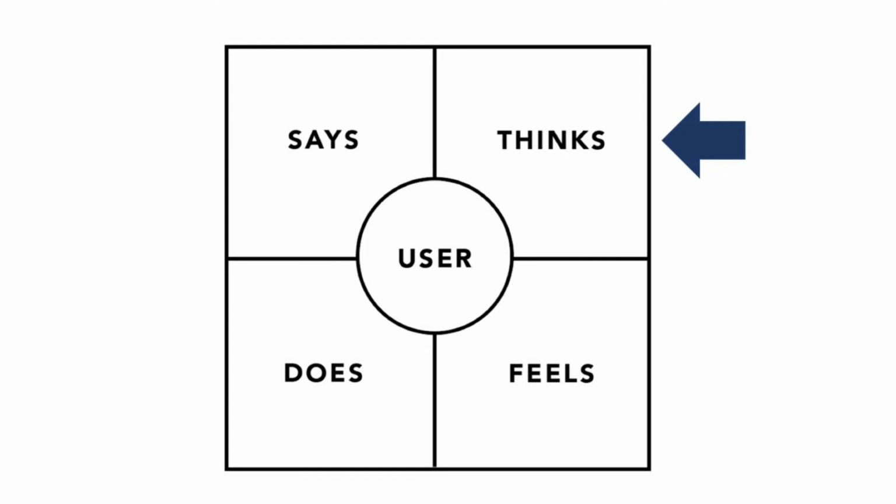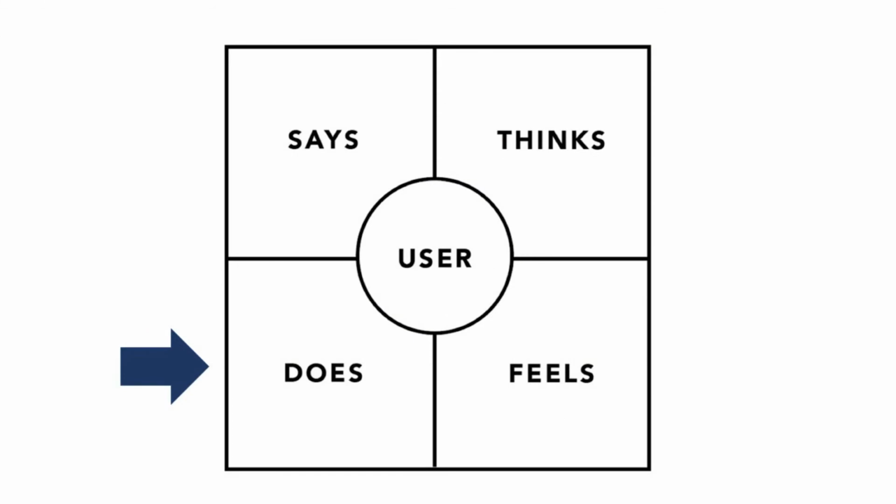Okay. So it might be possible that the content in the says quadrant and the thinks quadrant can be similar. However, in the thinks quadrant, the user might not be able or willing to share or vocalize. So that's what we need to understand, why they are hesitant to share their thoughts.